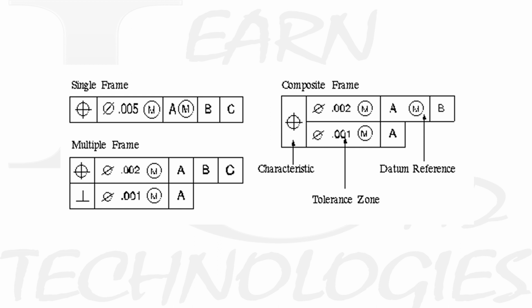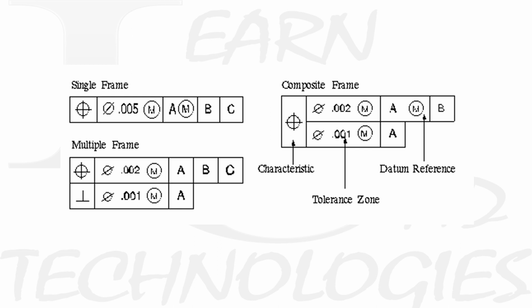Then the multiple frame. Some part features need more than one tolerancing. Like if we take a hole or shaft, we need to give position and perpendicularity. So it is perpendicular to datum A, and we can give the material condition also. Another one is the composite frame. It's like a combined frame. We can mention one geometrical characteristic with more than one tolerancing and datum values.